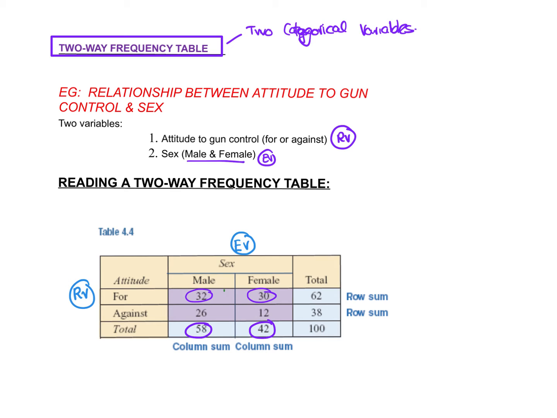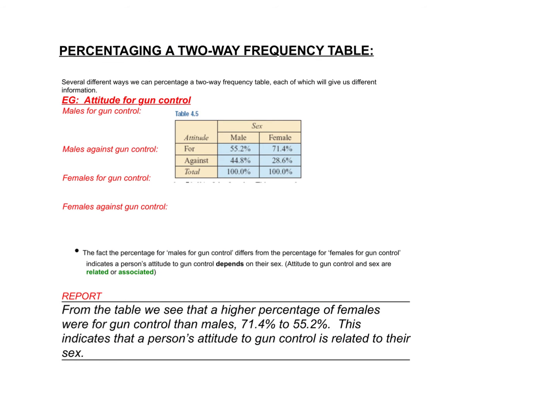So we would percentage down like that. So what we're going to say is 32 out of the 58 males, and we times by 100, and we're going to get percentages, and we'll see that on the next page. So here we've done that. So here, this was the 32 out of the 58 males times 100 gave us the 55.2%.